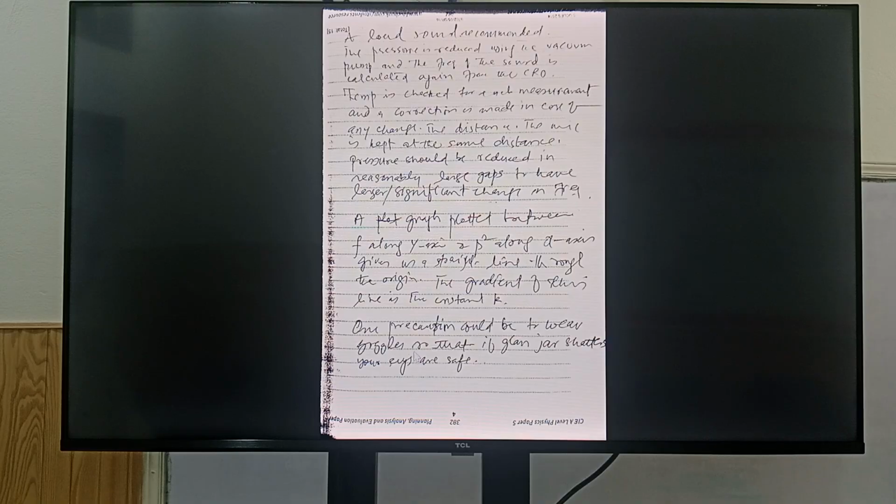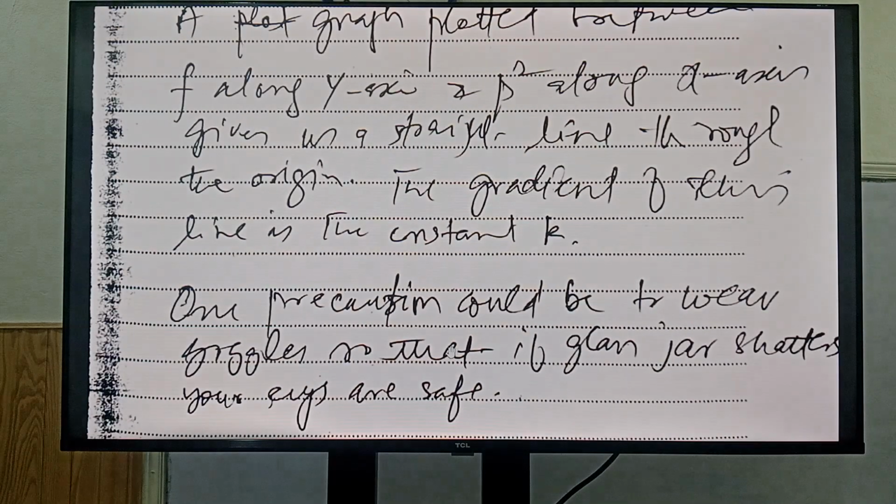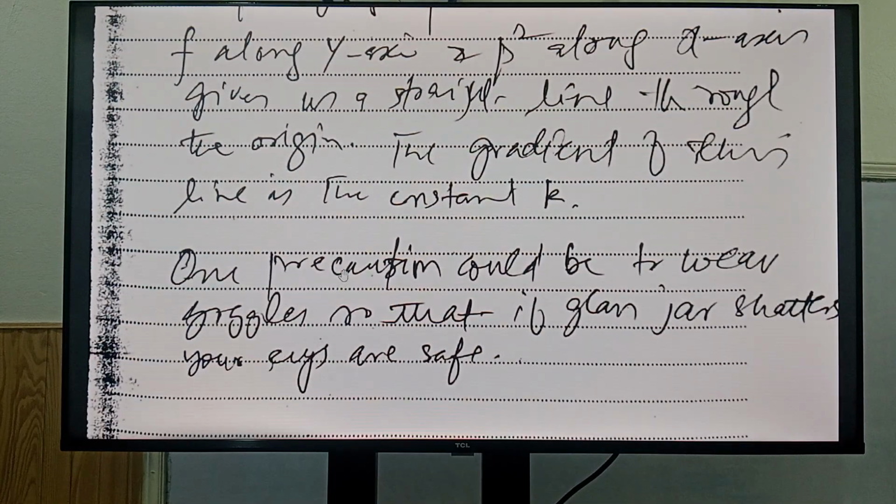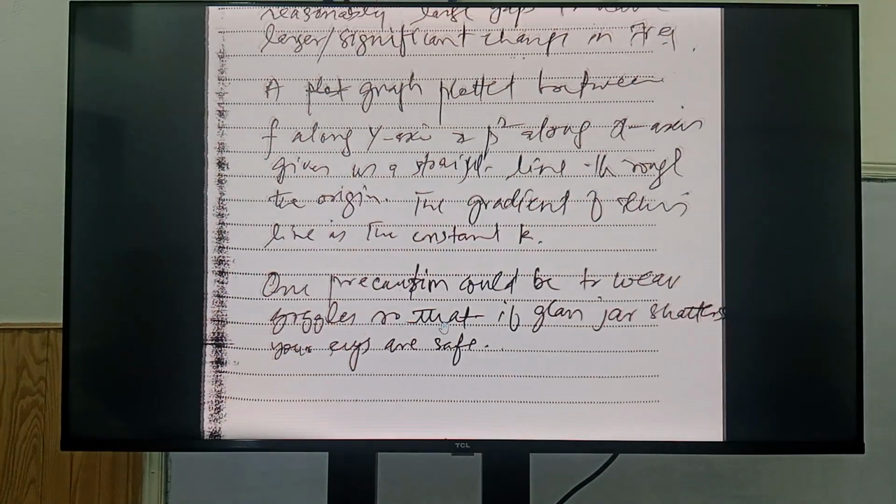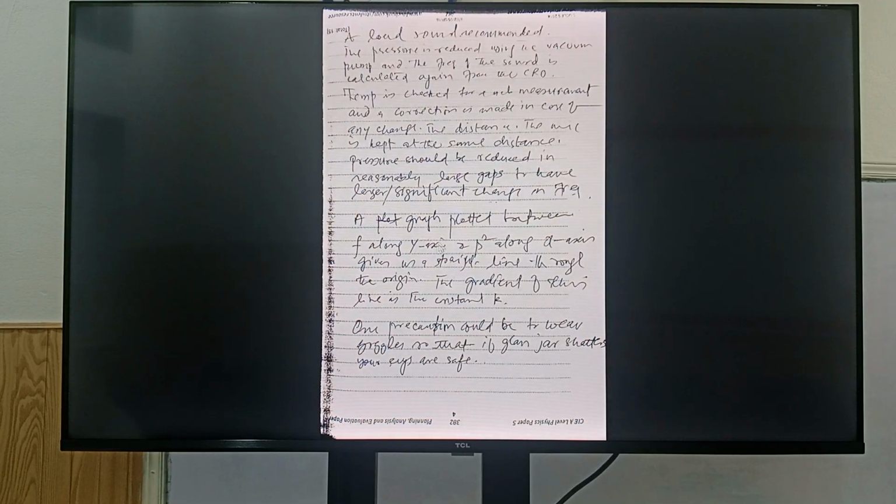And finally, one precaution that you must mention, which will bring you 1 mark. One precaution could be to wear goggles so that if a glass jar shatters, your eyes are safe. So this is question number 1.